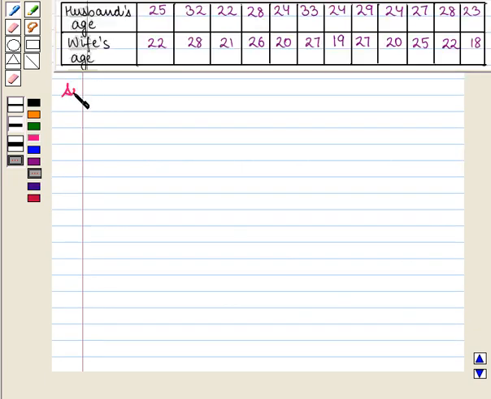Now let us start with the solution of this given question. Here we are given the ages of 12 couples. Now in the first row we are given husband's age, and in the second row we are given wife's age at the time of their wedding.